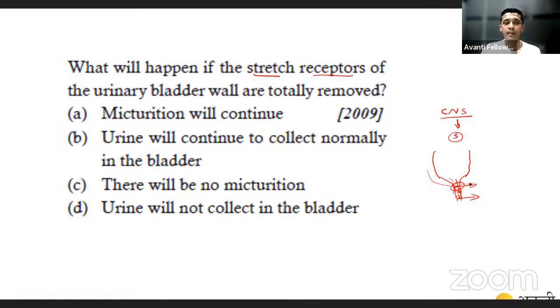So here the question is, if the stretch receptors are removed, what would happen? Would you get the signal that you want to go and urinate? Definitely not, right? The signals are cut off. That means you will not get the urge to urinate. So our option will be C. There will be no micturition at all. Okay, fine.